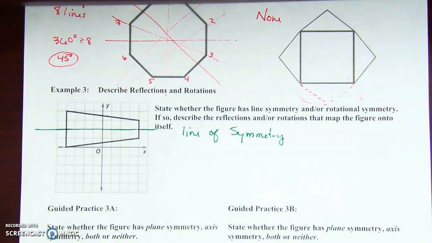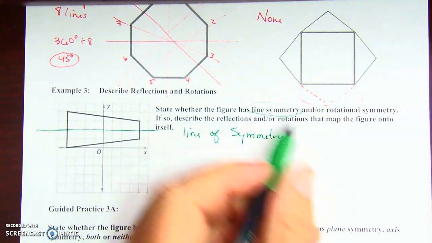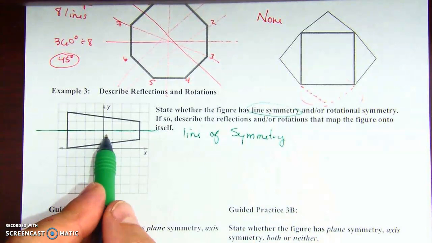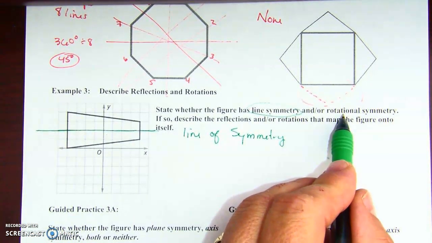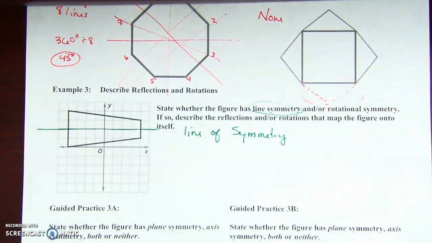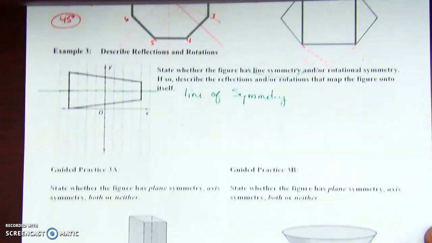Is there any way else I can cut it in half? Nope, there isn't. So guess what? Is there a rotational symmetry? It does have a line of symmetry, and if it only has one line of symmetry, then the answer is that it does not have rotational symmetry. Okay. All right, any questions on that one? All right, we're down to our last 2 examples here.